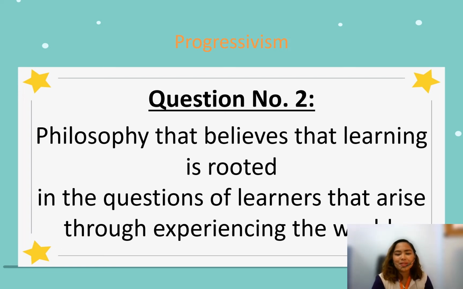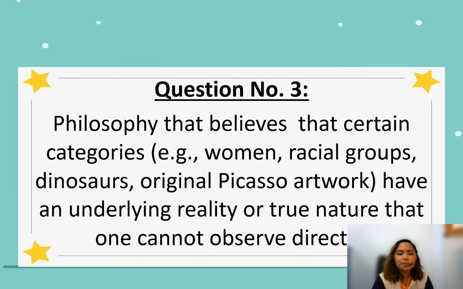Next, let's have the question number 3. It is a philosophy that believes that certain categories, women, racial groups, dinosaurs, original Picasso artwork, have an underlying reality or true nature that one cannot observe directly. Now, alin sa mga philosophies natin ang nagsasabi na lahat ay may categories? Specific natin na clue is categories. Okay? 1, 2, 3. The correct answer is essentialism. So, si essentialism, naniniwala sila that meron categories ang bawat bagay.